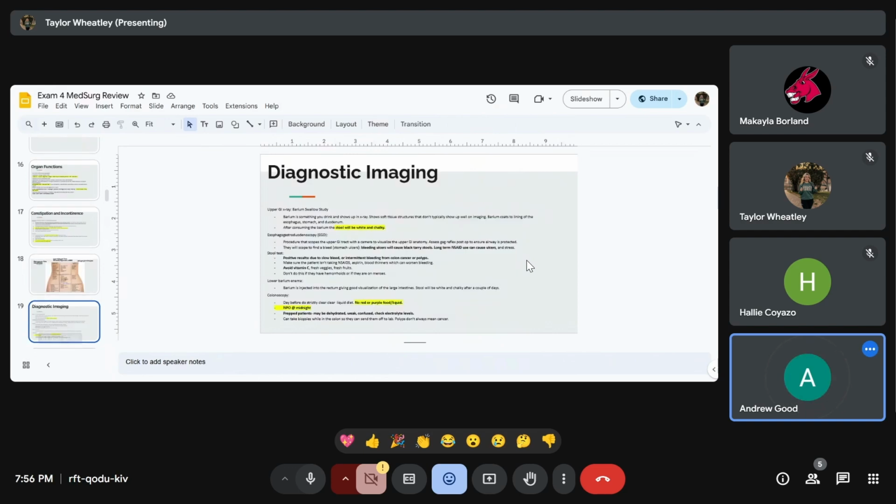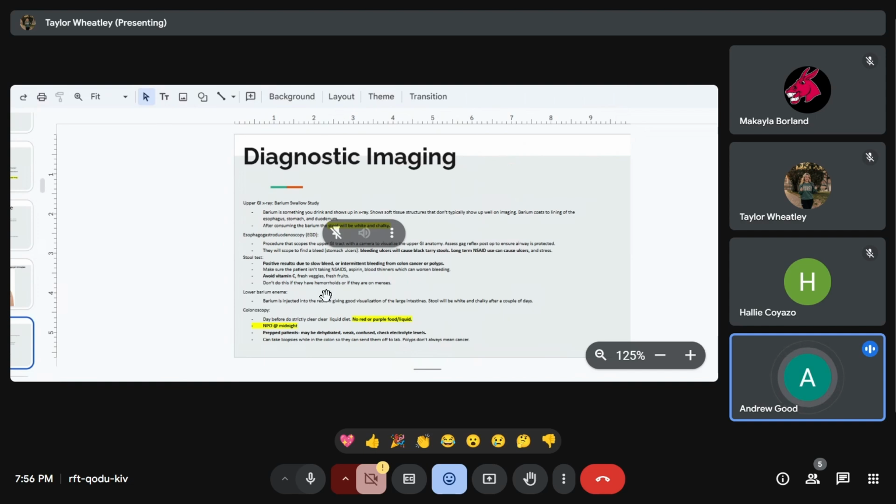Diagnostic imaging. There's a lot here. I will blow past these. I will tell you what was on our exam.